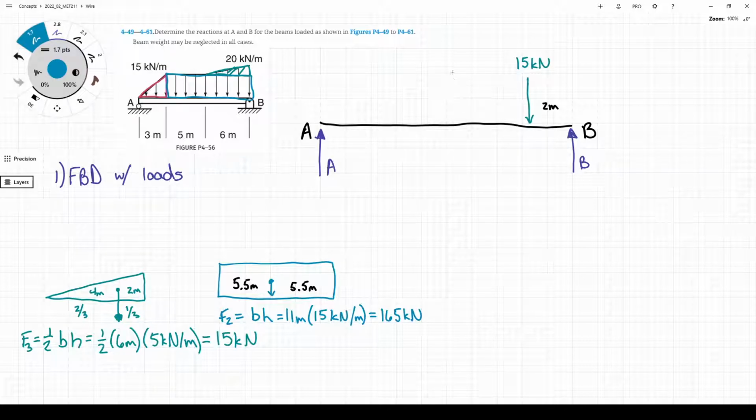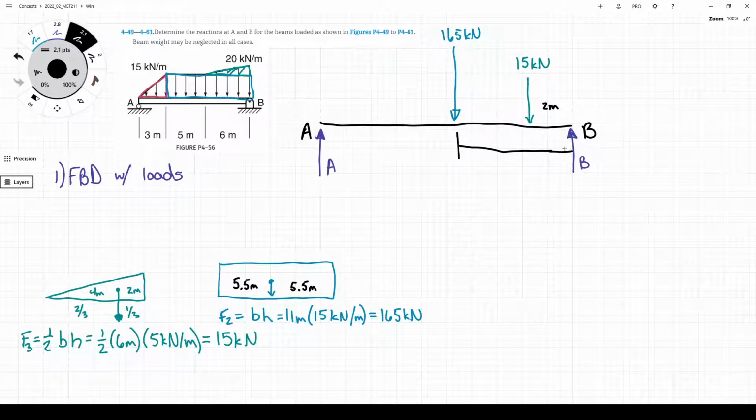So we'll draw our equivalent force here of 165 kilonewtons. And we'll label this distance all the way back to point B as 5.5 meters.